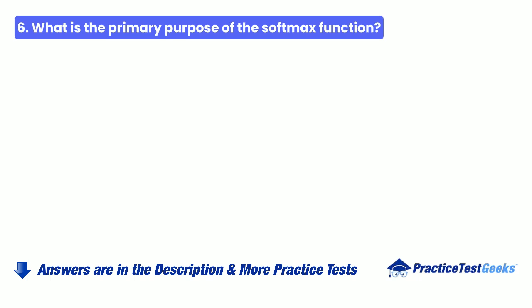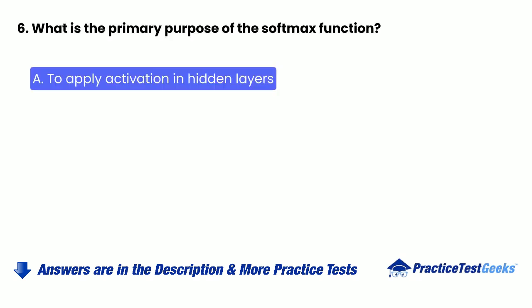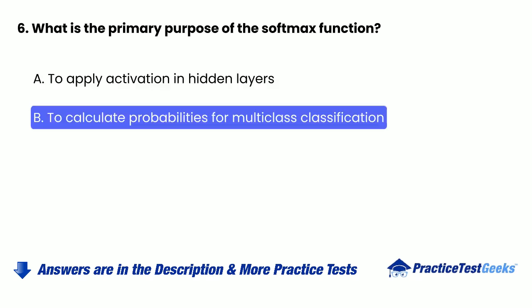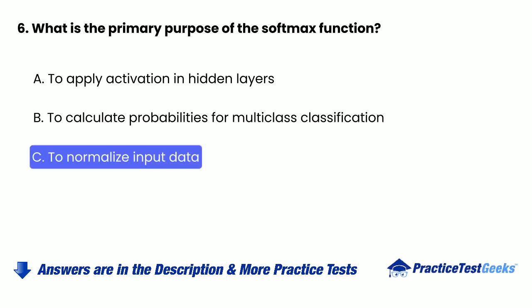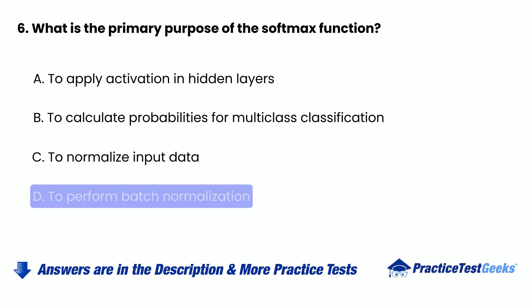6. What is the primary purpose of the softmax function? A. To apply activation in hidden layers. B. To calculate probabilities for multi-class classification. C. To normalize input data. D. To perform batch normalization.